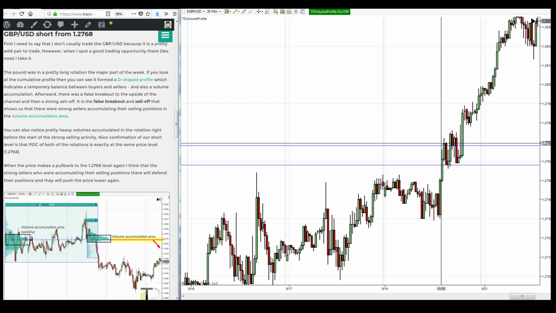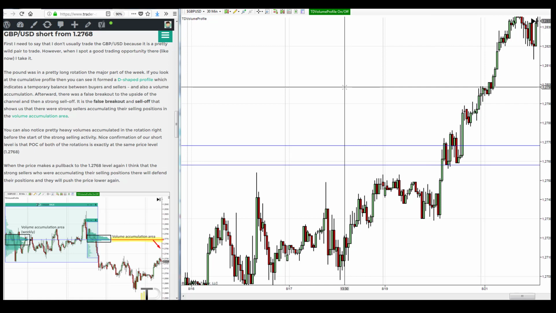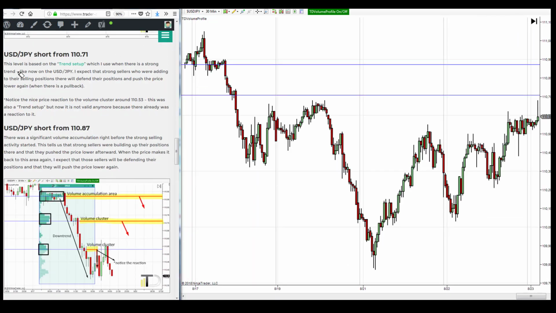Even though I expected more from this trade, I was able to take a 10 pip profit. There are two more levels that I would like to comment on, two more levels which got hit, which got tested. So let's have a look at the first of them, which was on the US dollar Japanese yen.